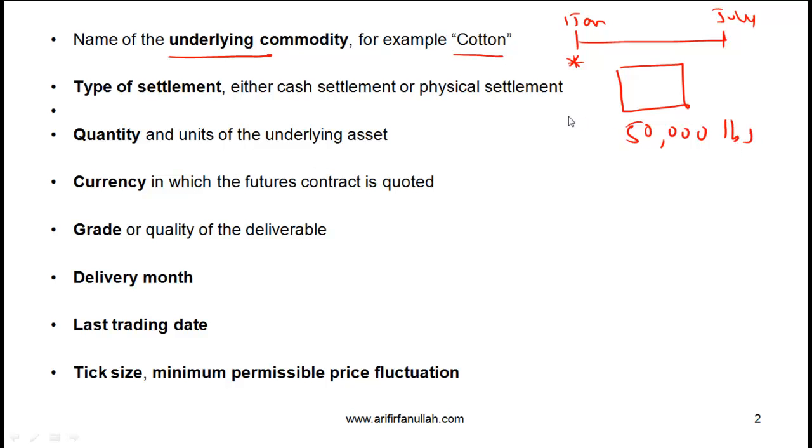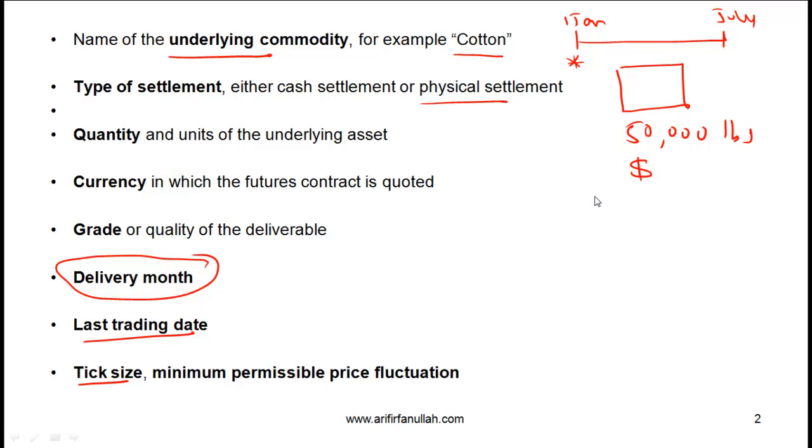We should specify what currency the price is quoted in. So we might say that the underlying price is quoted in dollars. We need to specify the grade or the quality of the underlying deliverable. We need to specify the delivery month. Obviously, if the settlement is physical, then we need to specify when the underlying will be delivered. We need to specify the last trading day, so that's when the contract expires. Tick size refers to how much the price can change by.